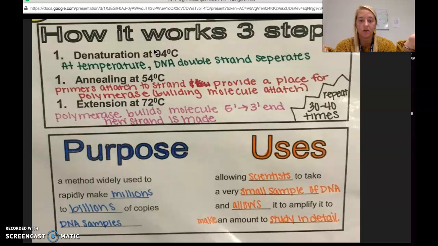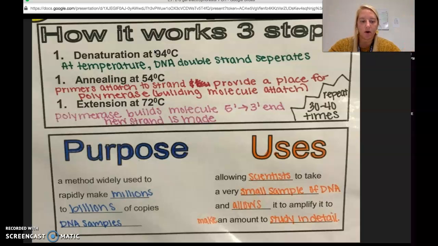So at this temperature, the DNA double strand separates. Our second step is called the annealing phase, and this is where the primers attach to the strand. So that little piece of RNA that kind of says start here to the DNA polymerase. And it provides a place for the polymerase, the building molecule, to attach. And then the extension phase happens at 72 degrees Celsius, and this is where the polymerase actually builds on the molecule from the 5' to the 3' end. You don't need to know much about 5' and 3', but just know it has a specific direction that it goes. And then eventually the new strand is made.